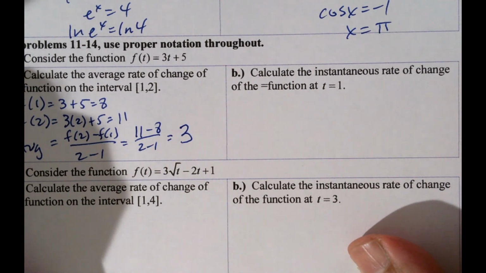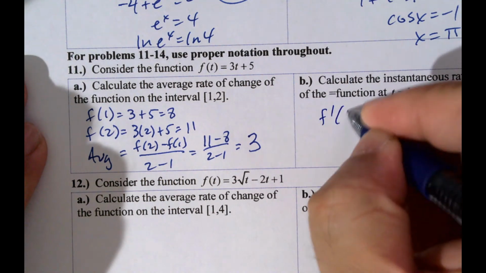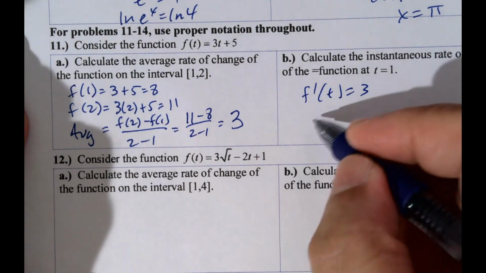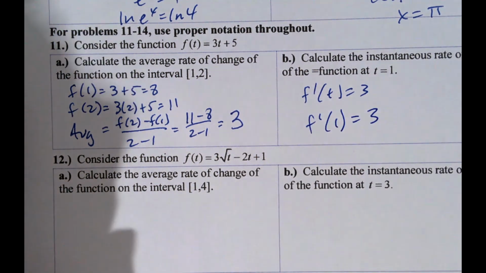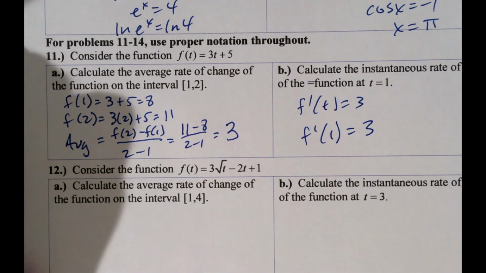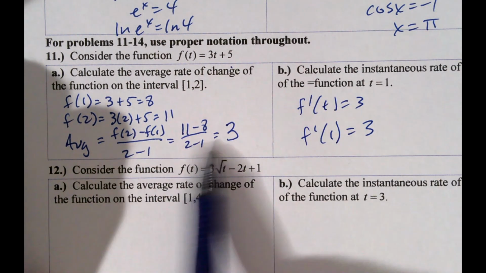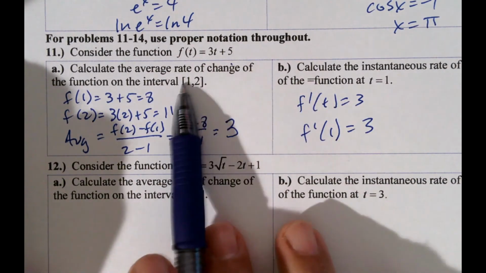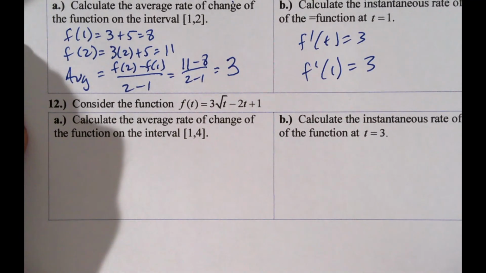Calculate the instantaneous rate of change of the function at t equals 1. So we take the derivative, f prime of t equals 3. That means it doesn't matter what t is. So f prime of 1 equals 3, which kind of makes sense. The slope is 3 the whole time, right? So the average slope will still be 3 because the slope is 3 the whole time. For that question, it's kind of trivial, but that's the process. Let's go through number 12.